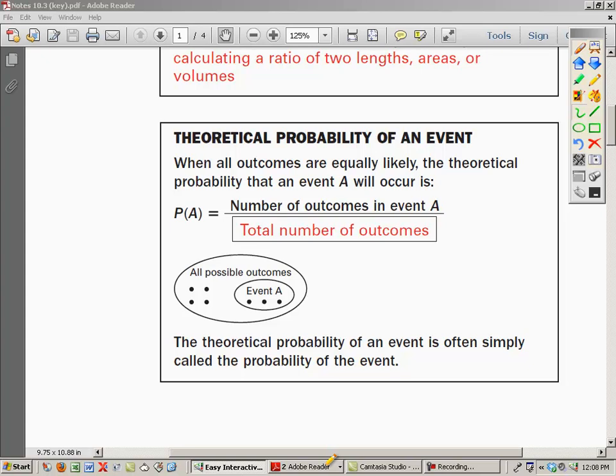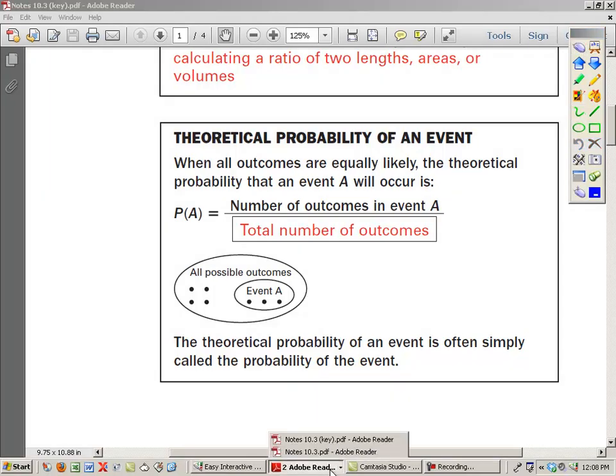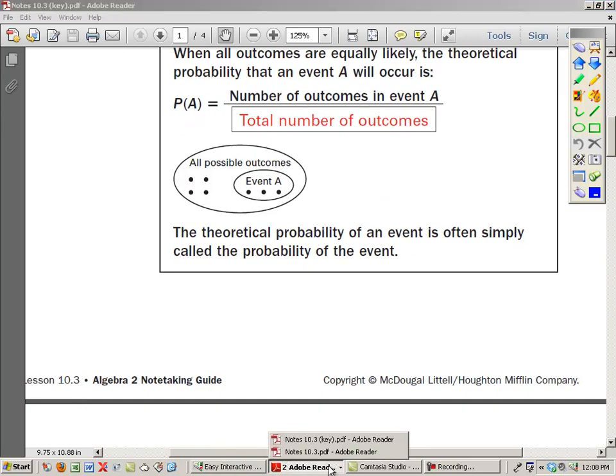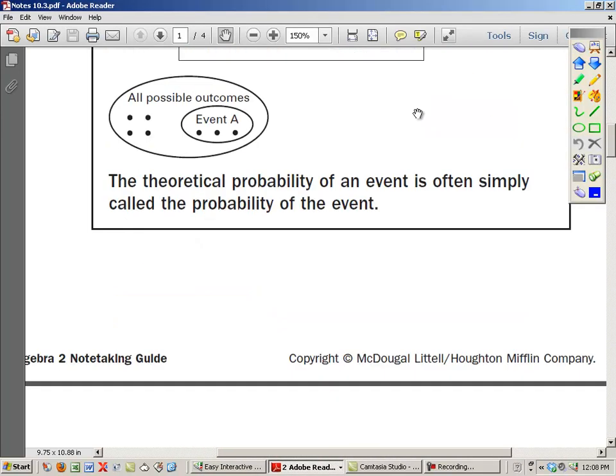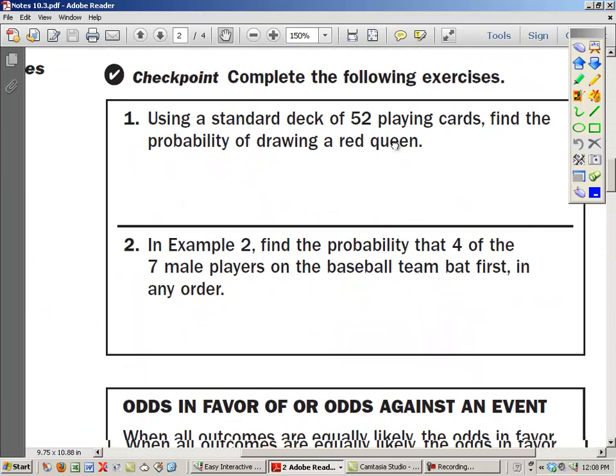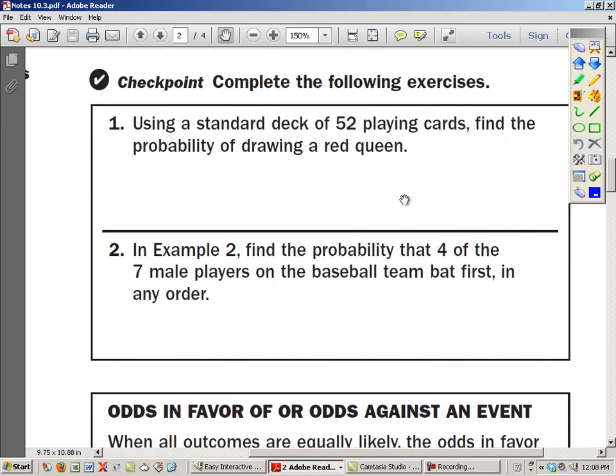All right, so let's take a look at the top of the next page then. Oops, can't seem to get over to the right lesson. There we go. So there's a checkpoint problem at the top of the next page. I want you guys to go ahead and try these two examples, and we'll be right back with solutions.